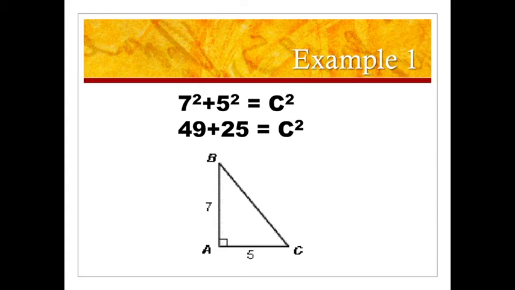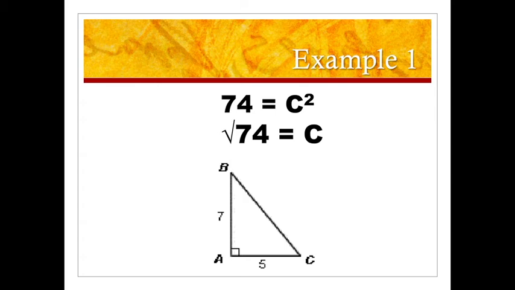So we are going to plug in the values for a and b, which are 7 and 5. 7 squared is 49 and 5 squared is 25. So we are going to add those two together to find c squared. 49 plus 25 is 74.